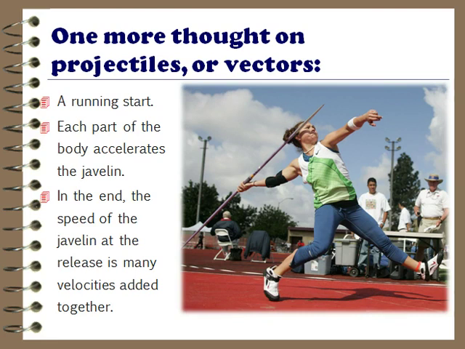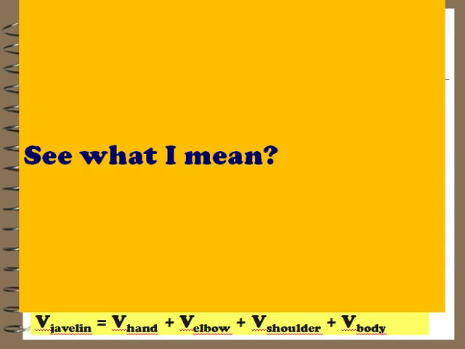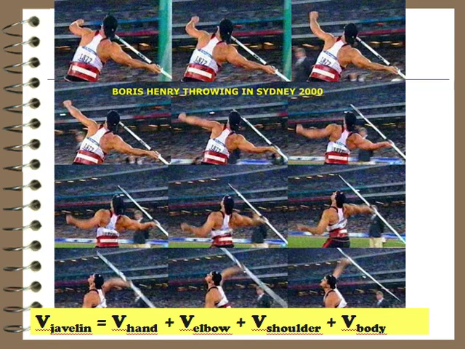When you think about a projectile being thrown, like a javelin, they are running down the lane and then they are throwing it. Each body part is also in motion too. And at the end, the speed of the javelin as it is being released is many different velocities added together. And I found this one picture on the internet of Boris Henry throwing in Sydney for the Olympics.